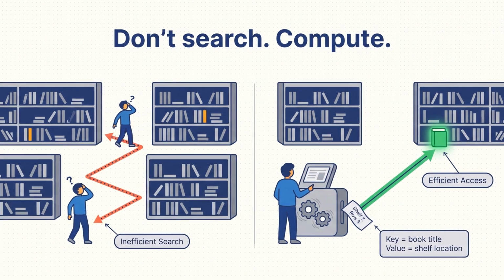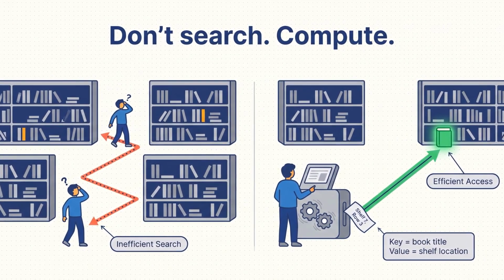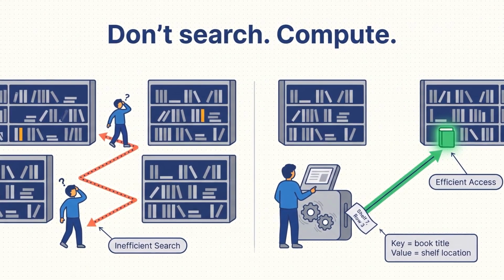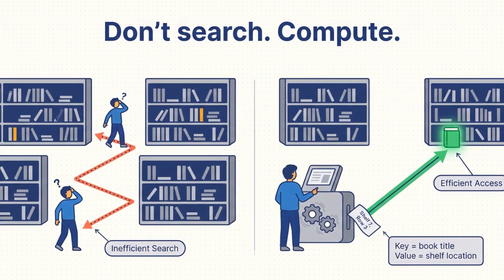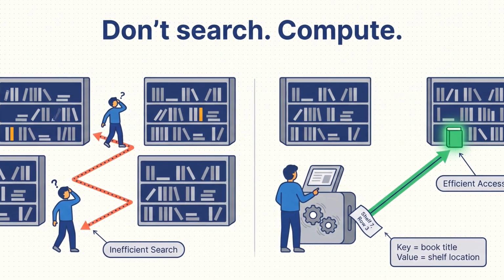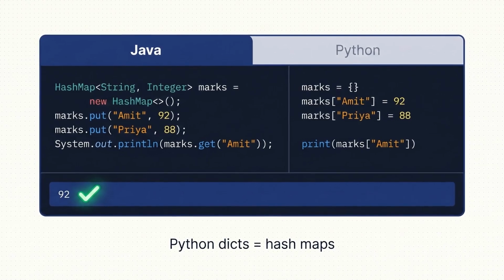Here's the everyday version. In a library, you don't wander every shelf looking for a book. You type the title into the catalog and it tells you exactly where to go. The title is the key, the shelf location is the value, and the catalog is your hash function. That's a hash map. Don't search. Compute where to look.